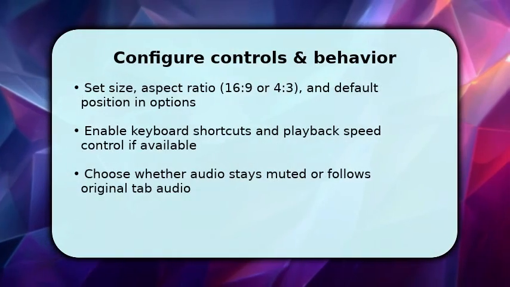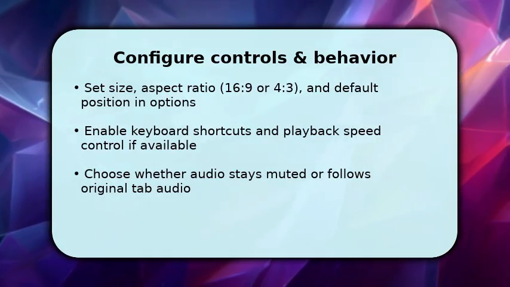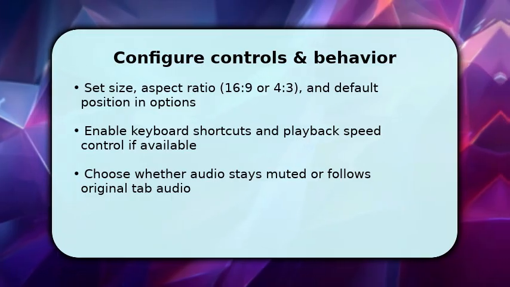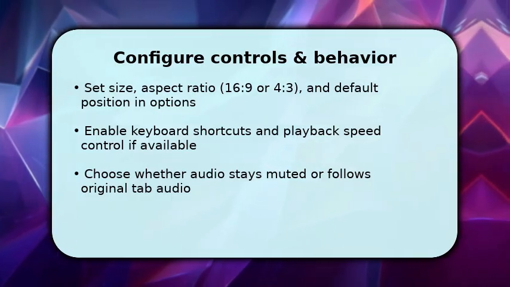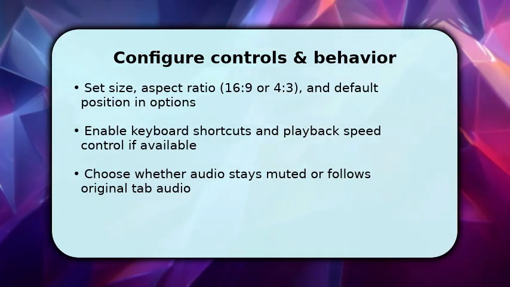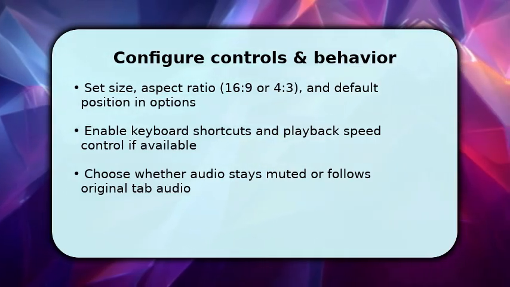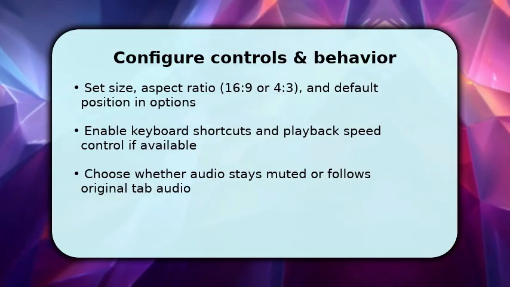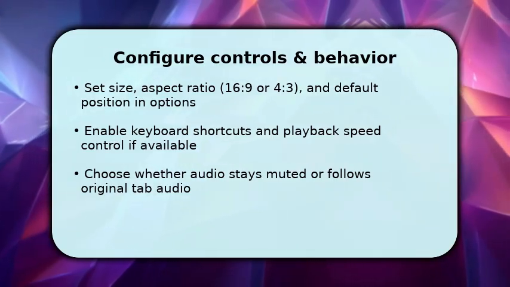Next, configure how the PiP window behaves so it fits your workflow. Open extension options and set size, aspect ratio, and the default screen corner so the player doesn't block important UI. Make sure keyboard shortcuts are enabled for play/pause and next/previous. These speed routine use. Also decide whether audio should be independent or mirror the source tab.